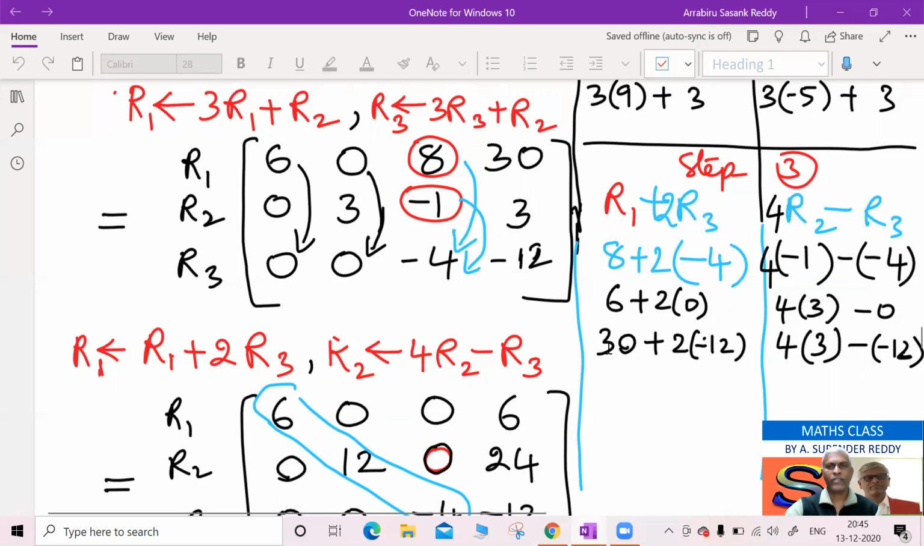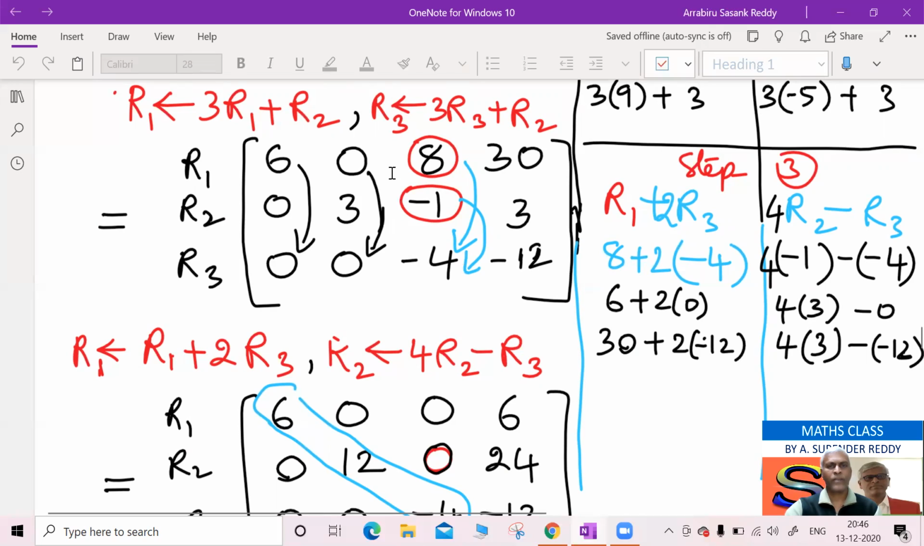So 30 minus 12, 30 plus 2 into minus 12, 30 minus 24, you get 0. So R1 becomes 6, 0, 0, 6. And R2 also, we have to convert minus 1 into 0. Take minus 1 and minus 4, R2 and R3. Let's make them equal by multiplying R2 with 4. 4 into R2 minus R3 is the required formula.